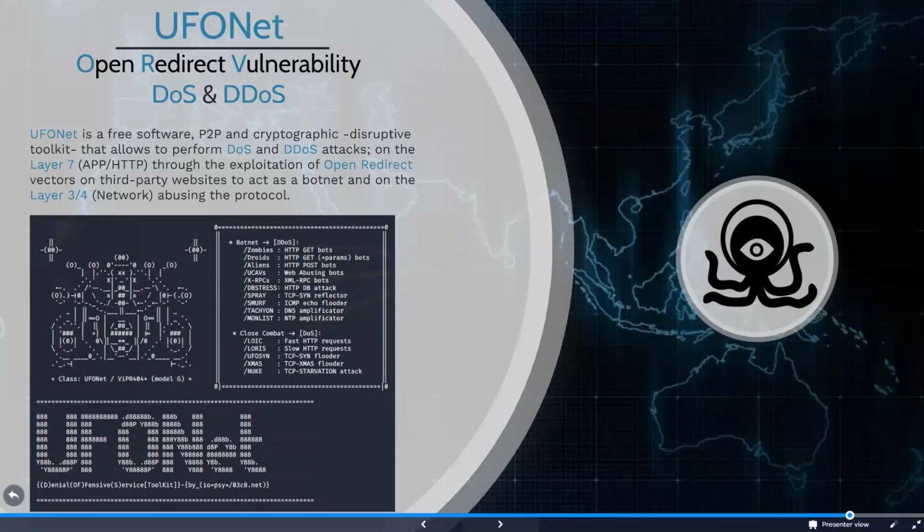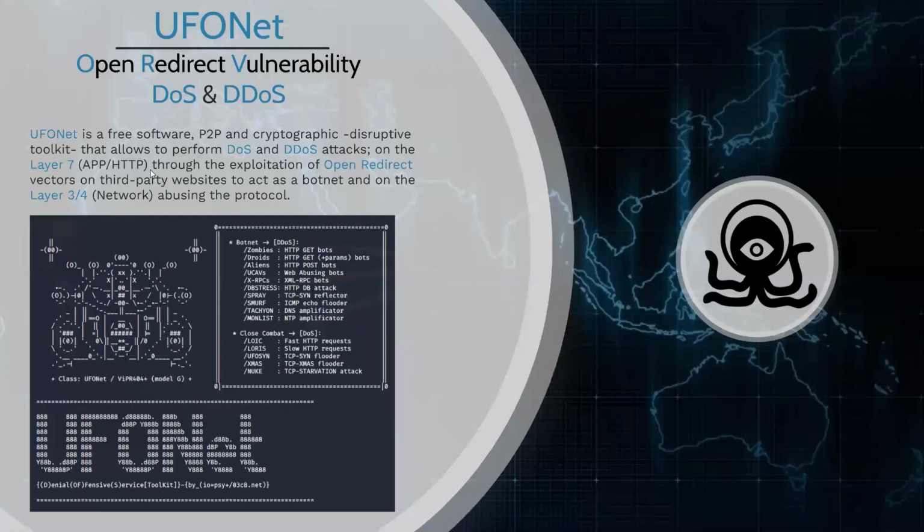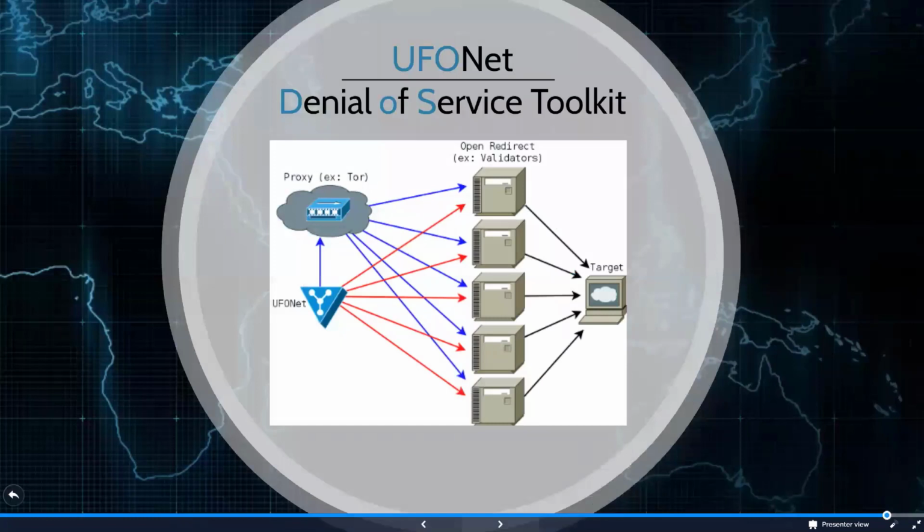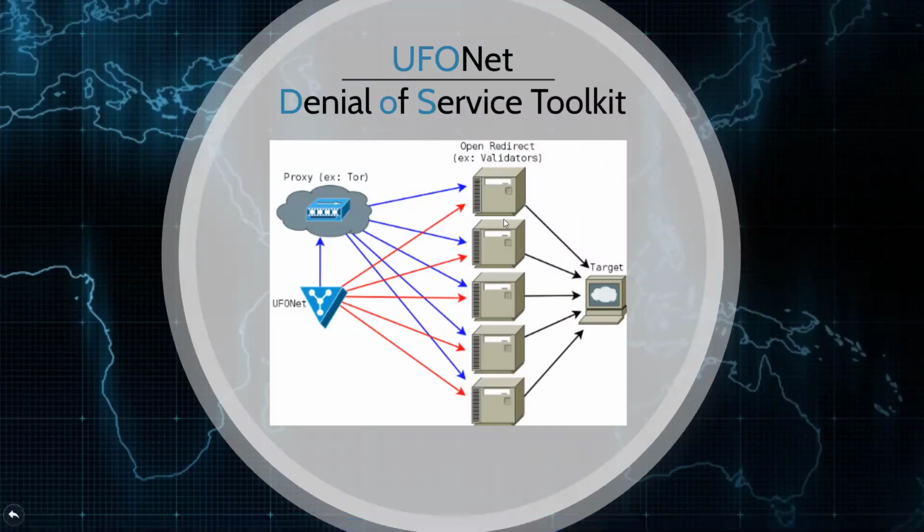It's essentially a DoS or DDoS tool that leverages open redirect, literally open redirect. And it has a plethora of different attacks, which we'll do some demos on. And this is from his website: UFONet is a free software, a P2P cryptographic distributed toolkit that allows you to perform denial of service and distributed denial of service attacks on layer 7 through the exploitation of open redirect vectors on third-party websites, and it also acts as a botnet on layer 3-4 using the protocol. Really awesome tool, really smart fella, and this is what his tool looks like and what it does. Again, it looks just like any other distributed attack. We can proxy through Tor, so we have anonymous traffic hitting these open redirect servers.